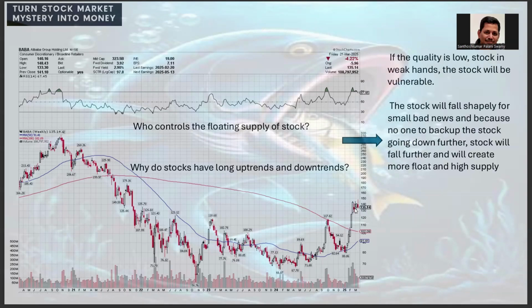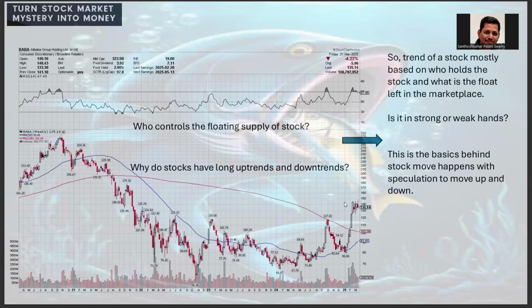If the quality is low, that means the holding of the stock is in weak hands, the stock will be vulnerable. The stock will fall sharply on a small bad news, and because no one is there to back up the stock going down further, the stock will fall further and will create more float and high supply. So the trend of a stock is mostly based on who holds the stock and what float is left in the marketplace. Is it in strong hands or in weak hands? This is the basis behind stock moves, with speculation moving it up and down on a regular basis.